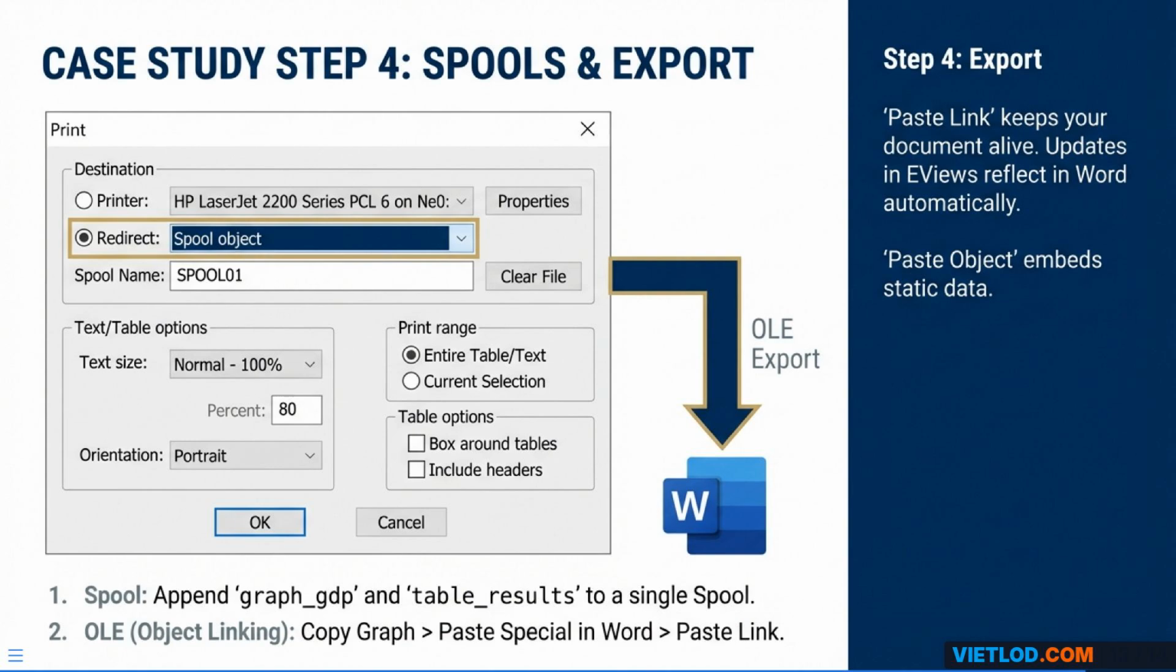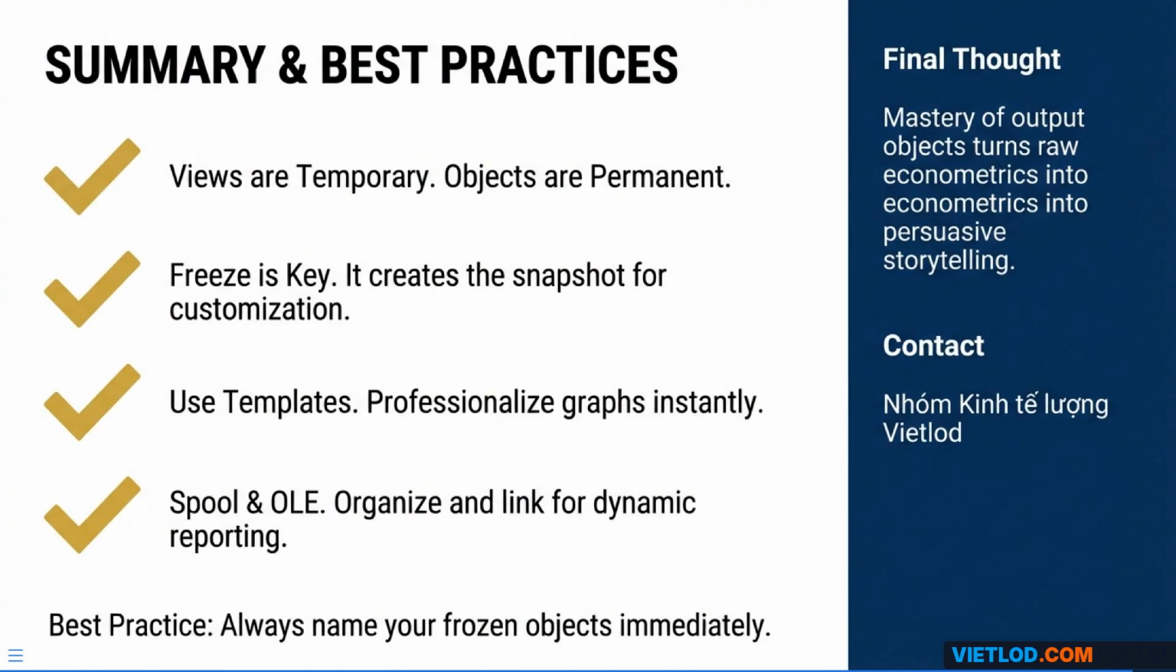Now that we have a polished graph and a refined table, the final step is to organize and export them for our report. First, we consolidate our work. We create a new spool object and append our final objects, graph GDP and table results, to it. This keeps all related outputs for this part of the analysis together.